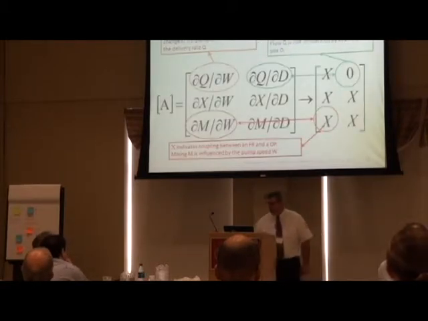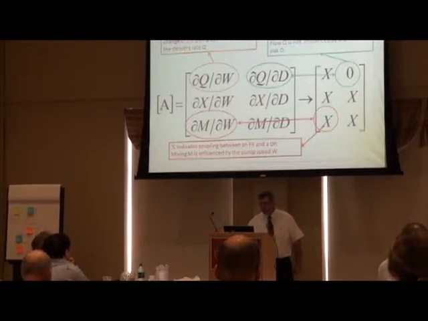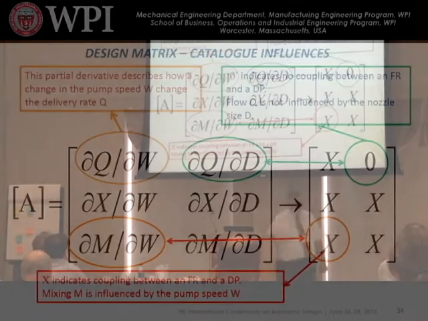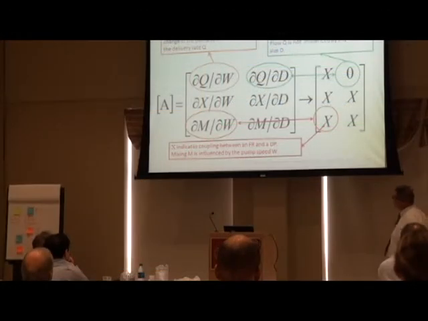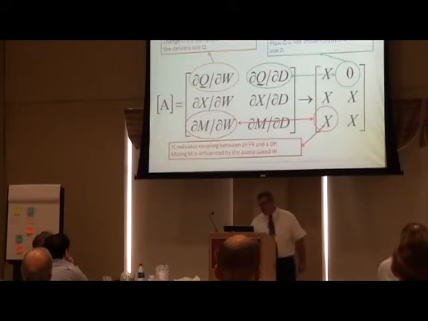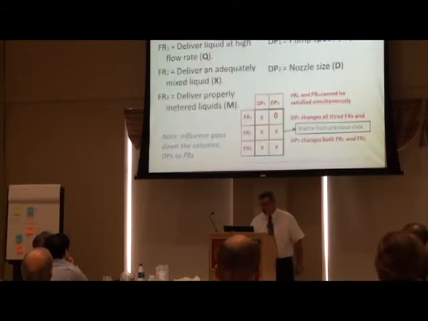So this gets a little more detailed, showing the matrix on the right side, showing that DP2 affects 2 of the FRs and DP3 affects 3 of the FRs. And this is almost fully coupled. It would be very difficult to control this design. And so this is a little bit cleaner picture of it.